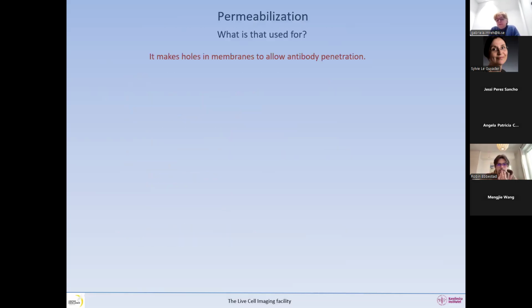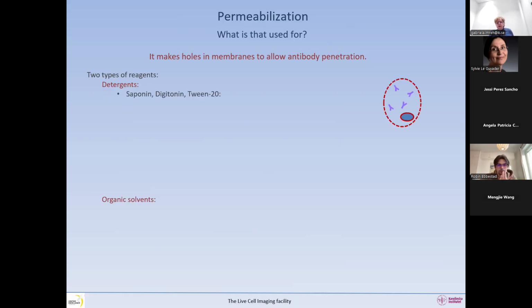What is the permeabilization used for? It basically makes holes in the membrane, so it allows the antibody penetration. There are different types of reagents, and the choice of them will make a difference in whether your antibody can reach the target or not. There are two main categories: the detergents or the organic solvents.